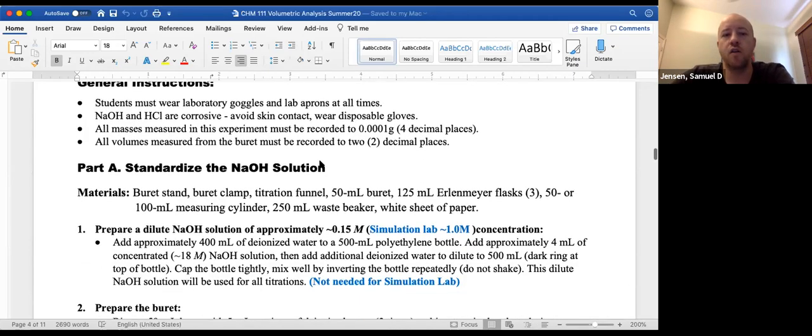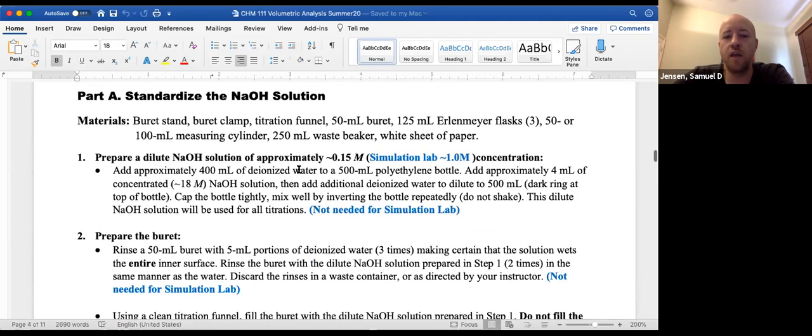As you scroll down through here, you will see the amendments to the simulator procedure from what we would have done in class. The simulator goes fairly well with the lab we would have done in person. There are some adjustments. Now, if you don't pay attention to the things in blue, you will not get this right. In the lab, the sodium hydroxide that we've made is about 0.15. The simulator uses a 1 molar solution. This is a drastic difference in the concentration.